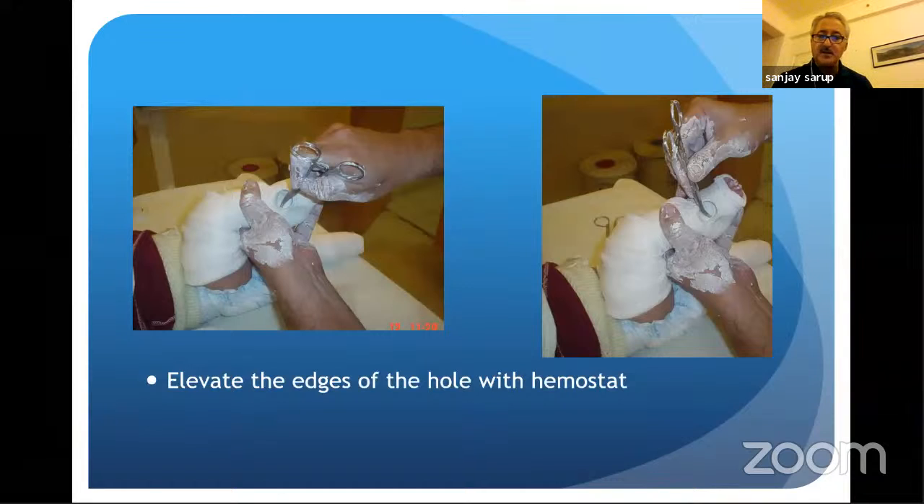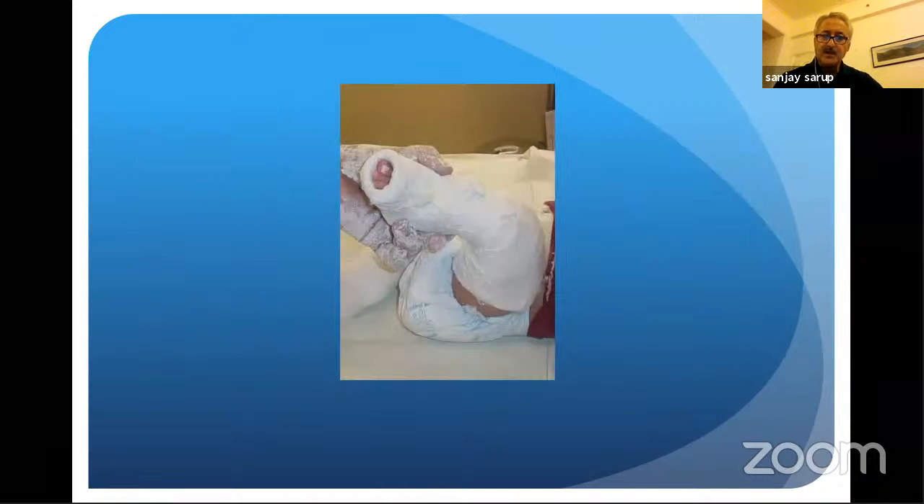And then you elevate the edges of the hole with a hemostat, because these edges usually can cause a pressure sore. You put a cotton pad inside and complete the plaster into an above knee. You have to maintain the knee at 90 degrees and you have to go reasonably high on the thigh, not terribly high. It's not a toe to groin. You need to leave space above, because babies usually wet their plasters. So a slightly lower plaster helps. And this is the final completed plaster.